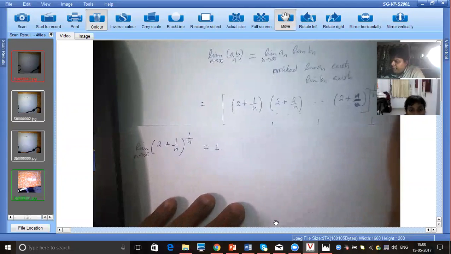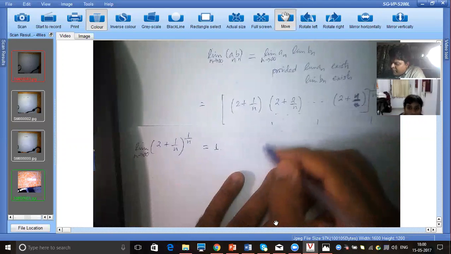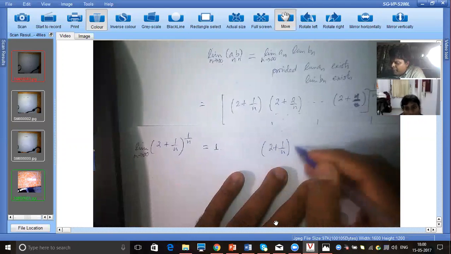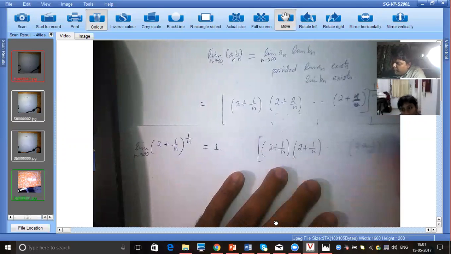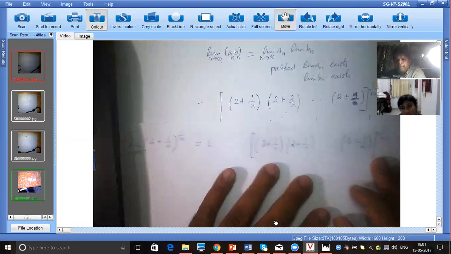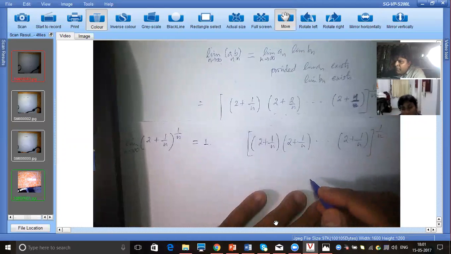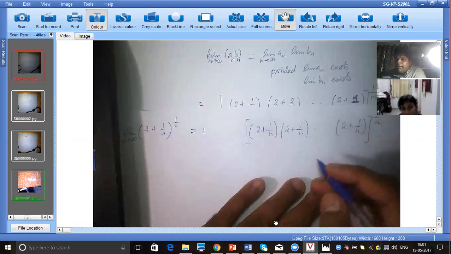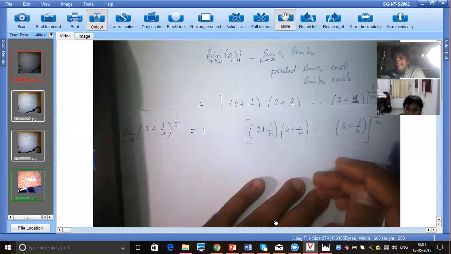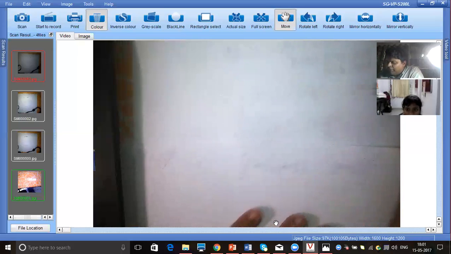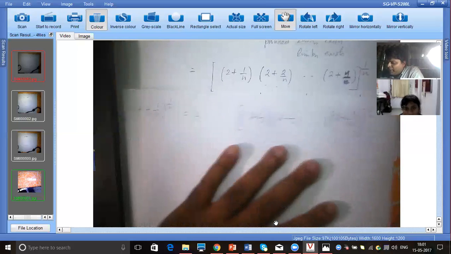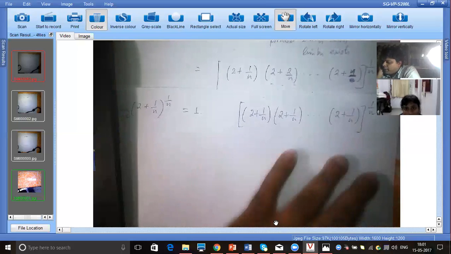Okay. So if, instead of doing this, I did (2 plus 1/n), (2 plus 1/n), (2 plus 1/n), whole to the 1/n, it should still be 1, right? Let us see. It won't be 1. Oh yeah, it'll be 2. So where are we going off? That's the question, right?